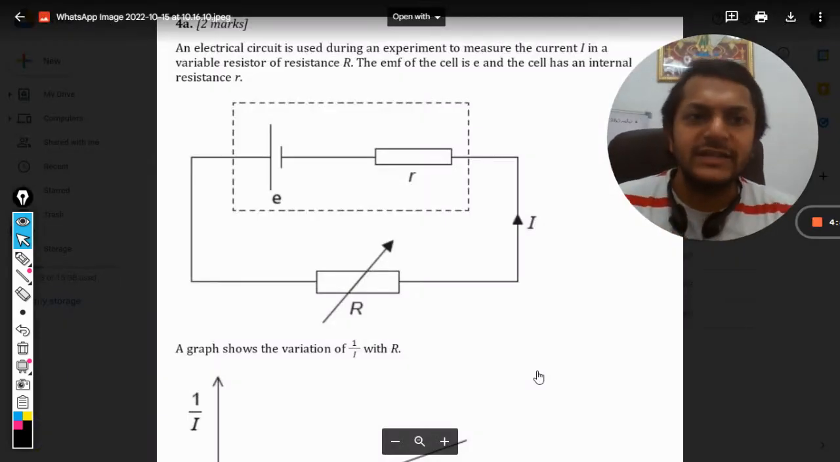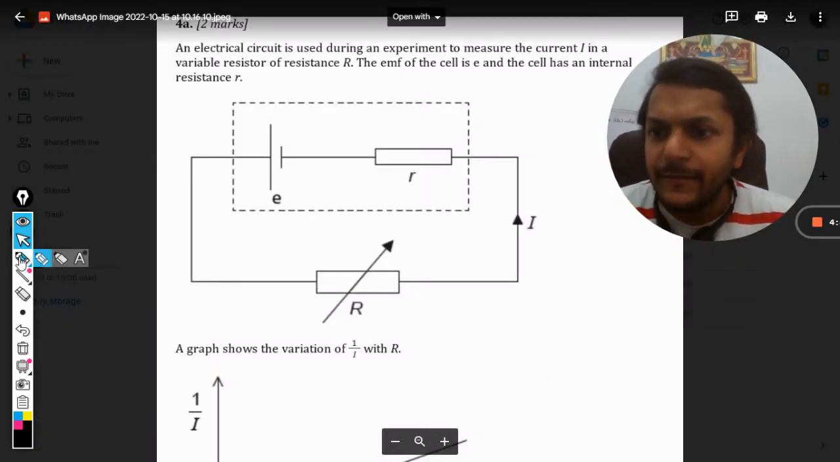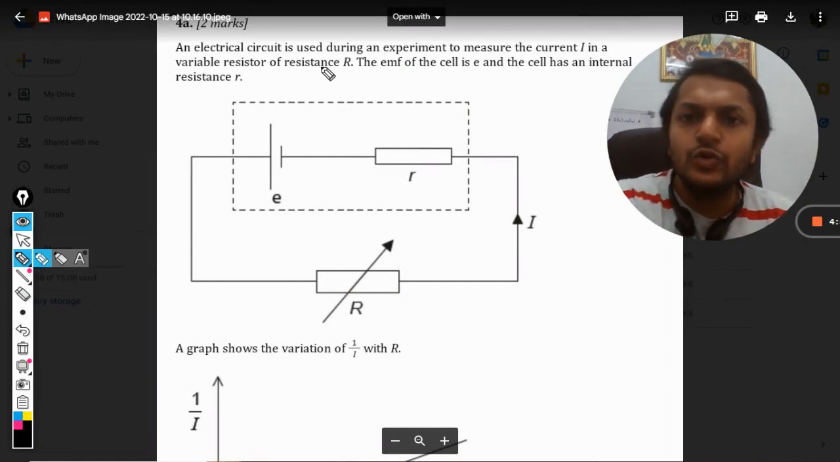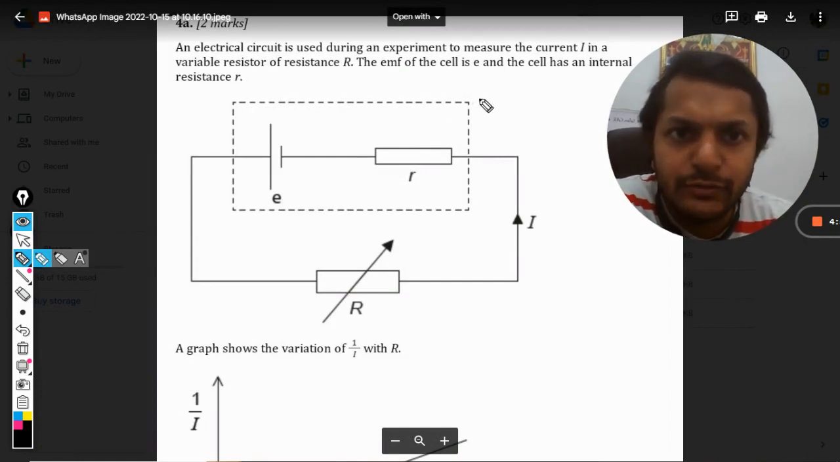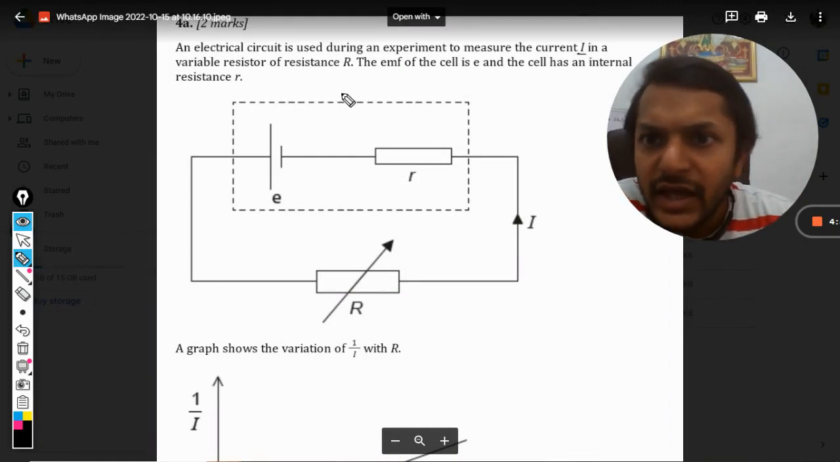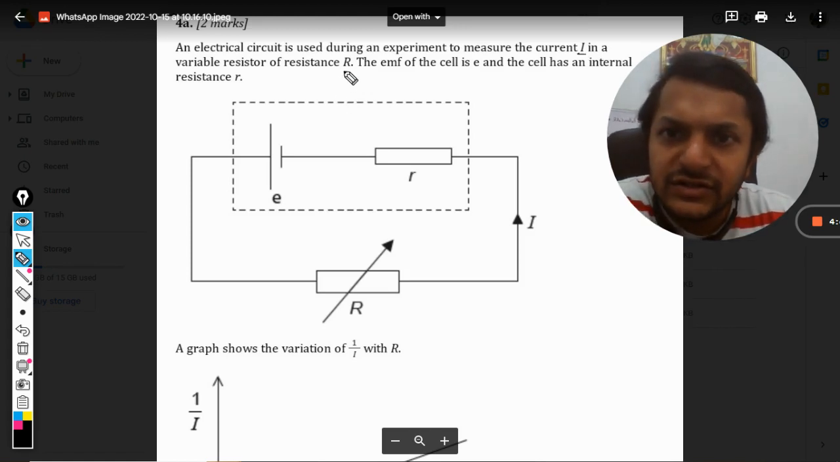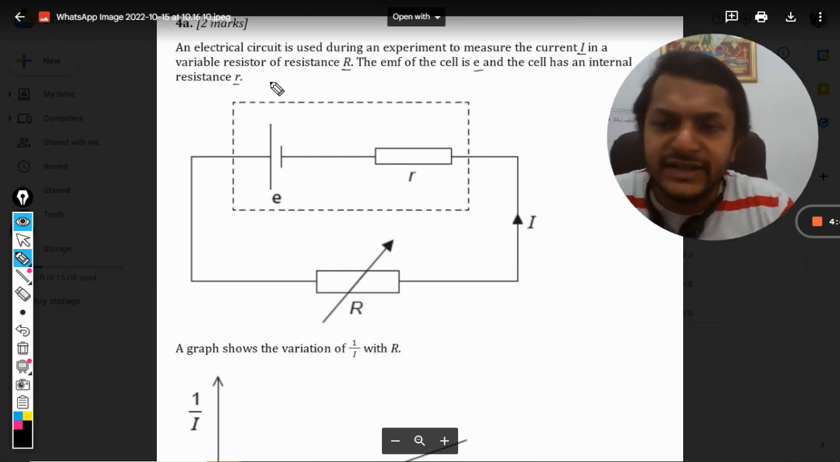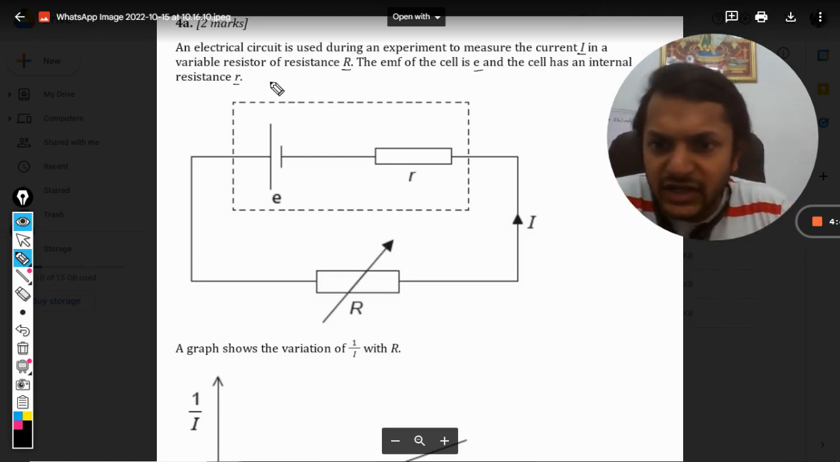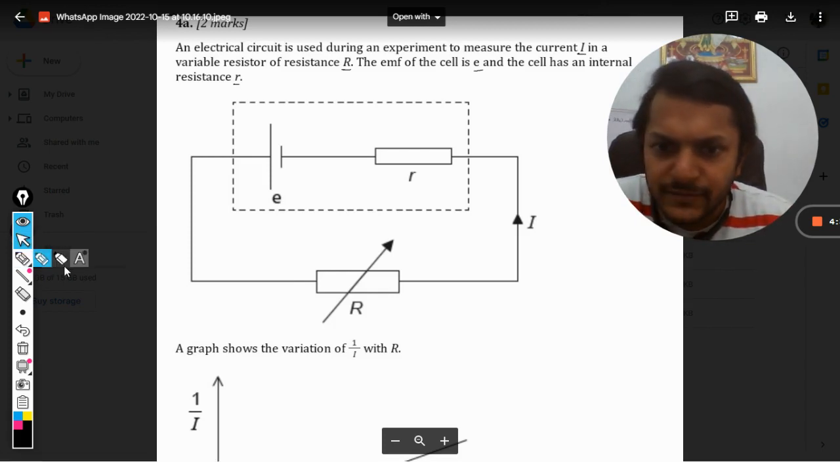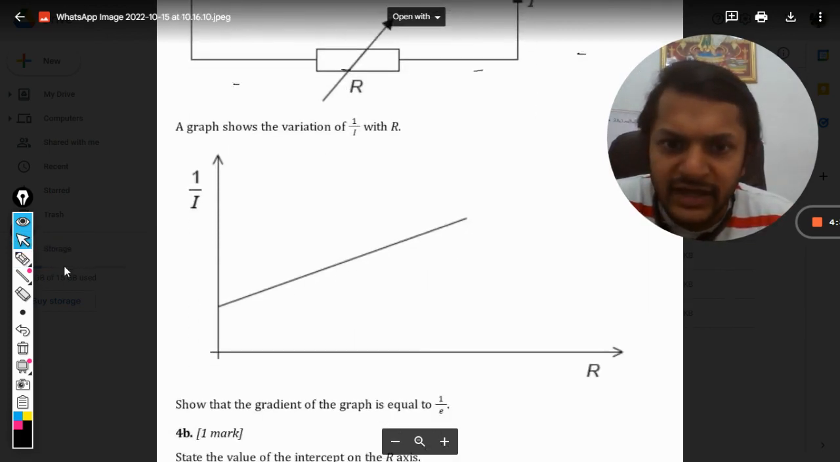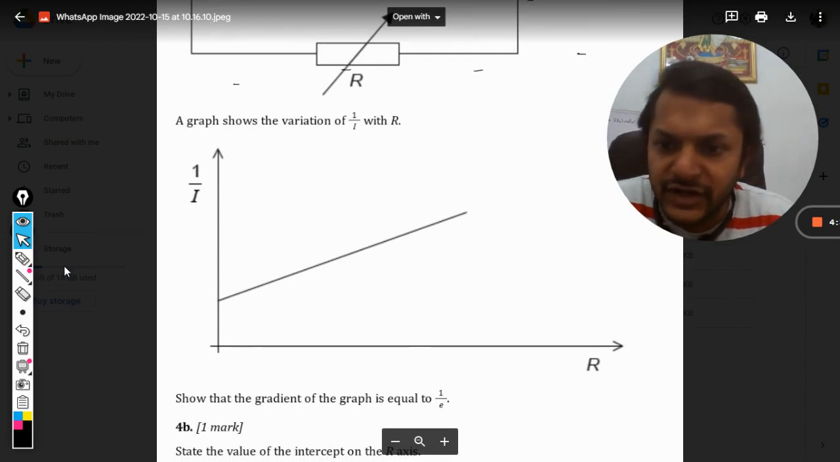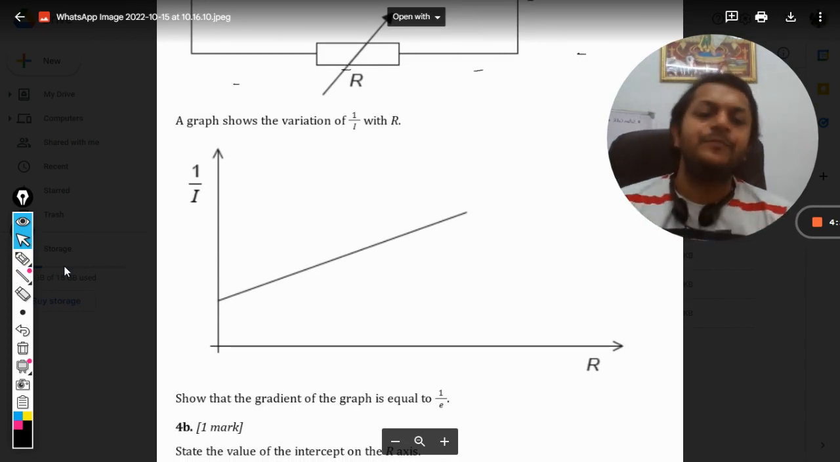Okay, dear students, so let us see what is there in this question. An electrical circuit is used during an experiment to measure the current I in a variable resistor, capital R. The EMF of the cell is E and the cell has an internal resistance, small r. The graph shows the variation of 1 by I with R, and the graph is on your screen. Show that the gradient of the graph is equal to 1 by E.